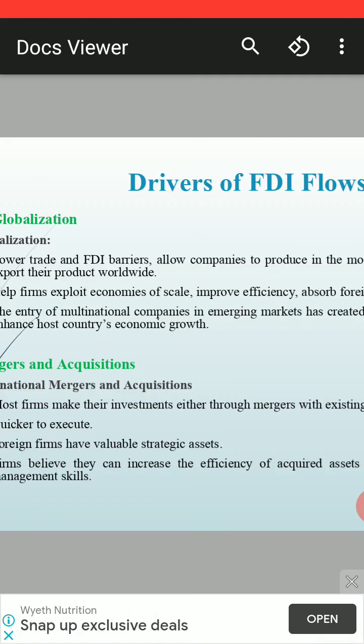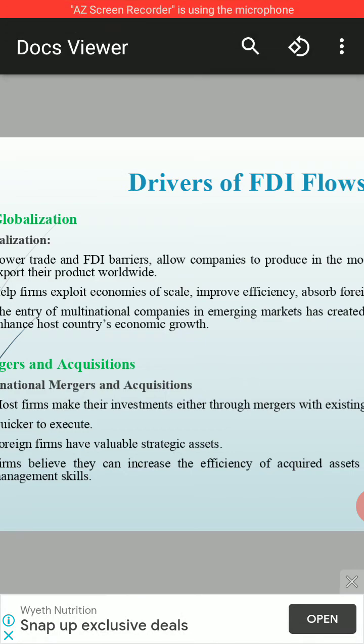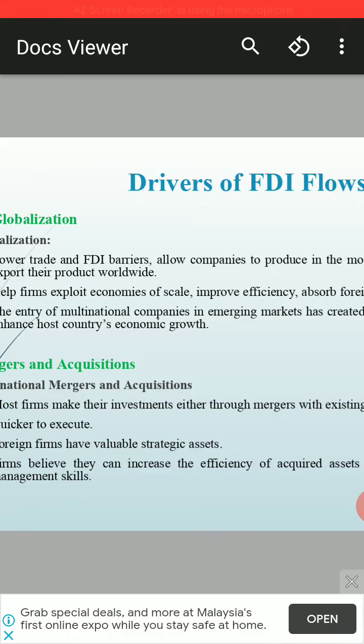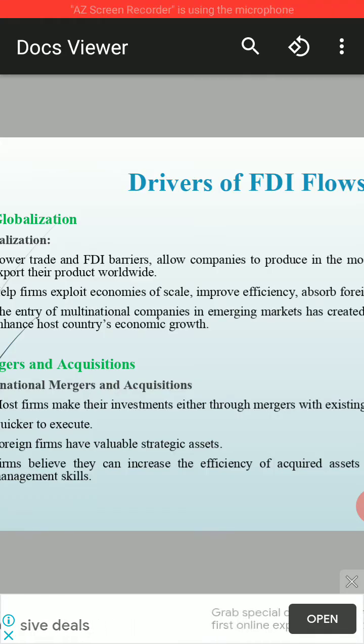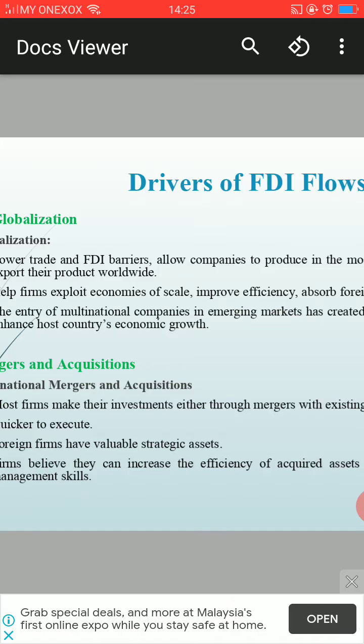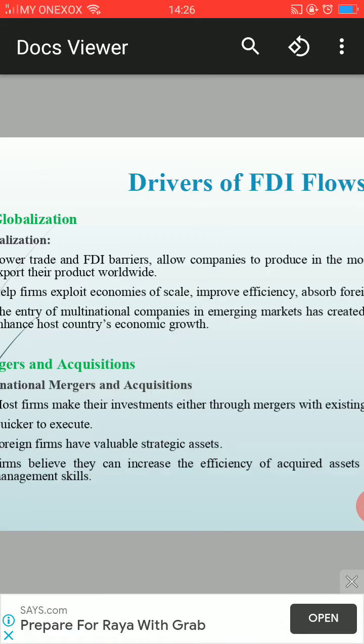So by expanding business to many markets, they will get a lot of demand, and then they can produce in a large volume, gain economy of scale, and offer cheaper products, so they can be more competitive in the global market. So the entry of multinational companies in emerging markets has created a surge in economic activity, which also enhances the host country's economic growth.